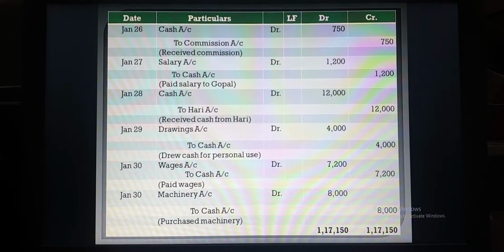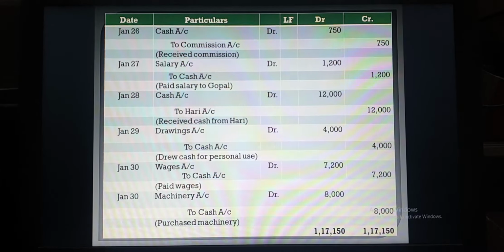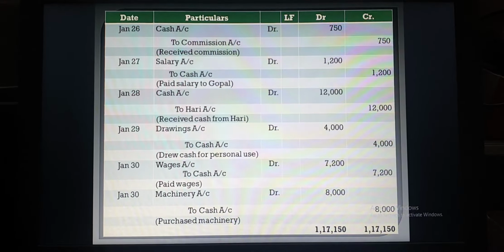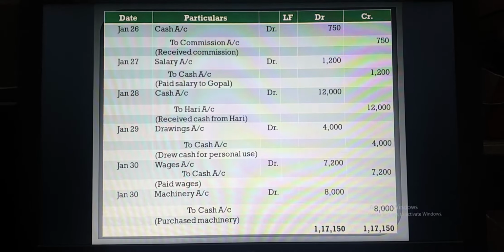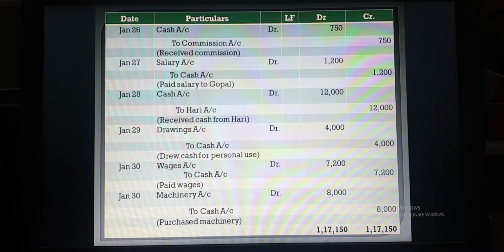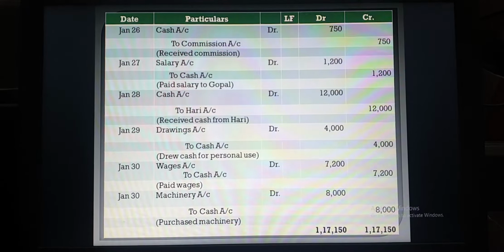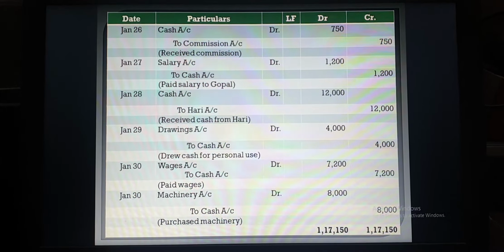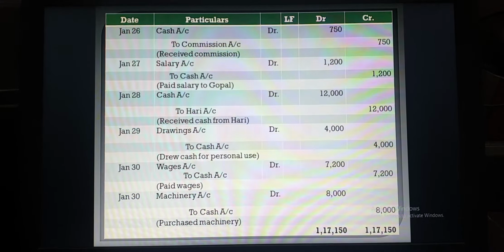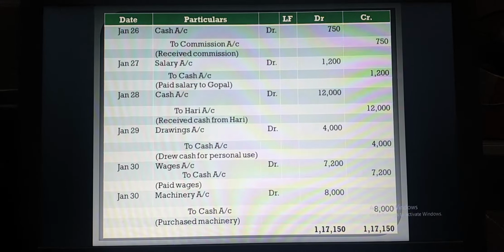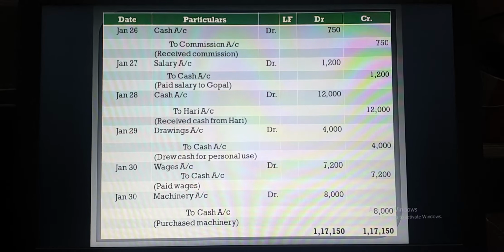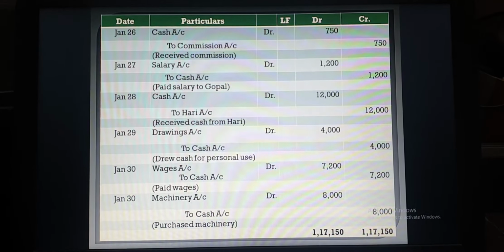Now on January 29th, drew cash for personal use. I told you in chapter number 2, that is basic accounting terms, whatever amount is withdrawn by the owner for his or her personal use will be considered as a drawing. And whatever he is withdrawing can be cash or maybe cheque or maybe goods. So here what the owner is withdrawing is cash. So we have to use the word drawing.